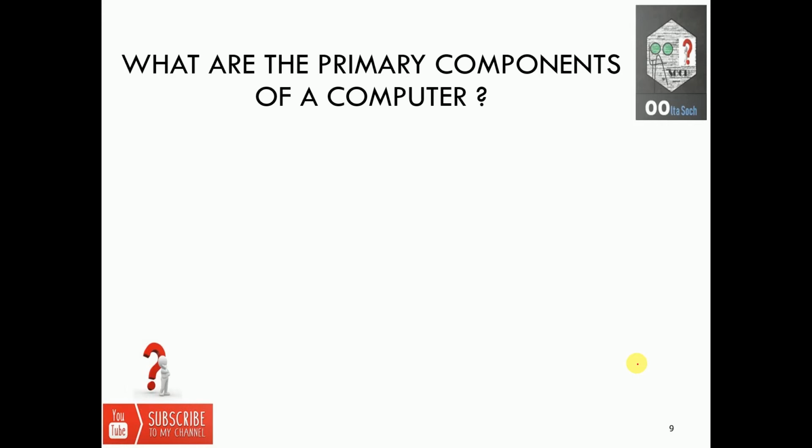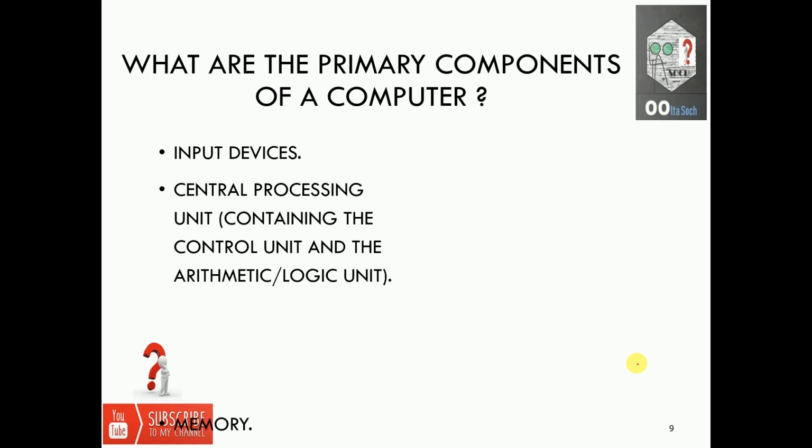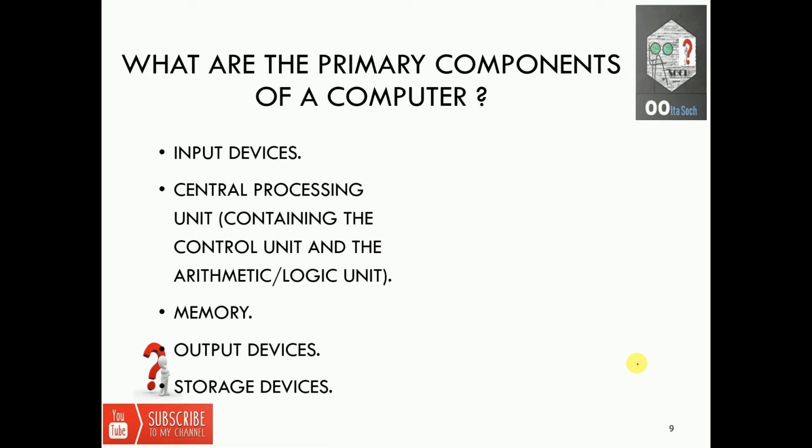So next is, what are the primary components of a computer? Primary, these five things. Input devices: keyboard, mouse, scanner, any device through which you give input to the computer is known as an input device. So this is the first one. Then CPU. CPU stands for central processing unit.